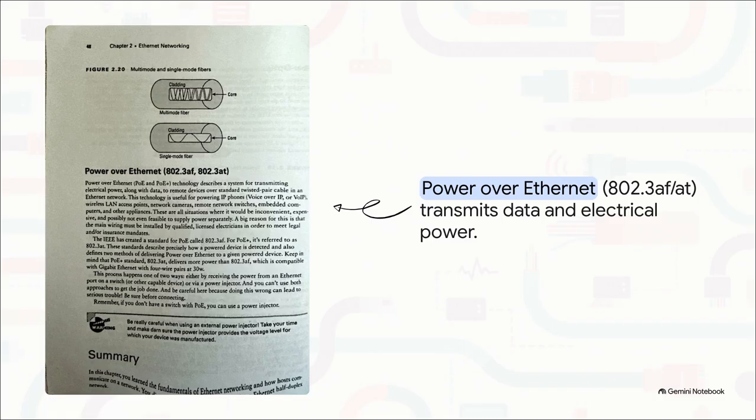By following IEEE standards like 802.3af and 802.3at, we can actually use our standard twisted pair copper cables to simultaneously transmit data and deliver electrical power right to those IP phones, access points, and cameras. It's a brilliantly efficient architecture that solves a massive physical deployment headache, all with one single cable.